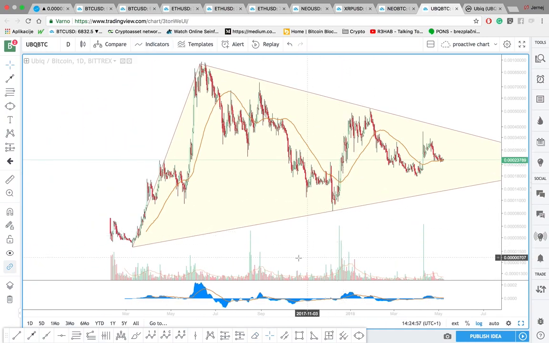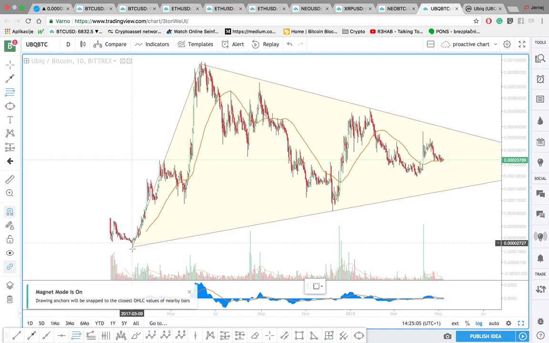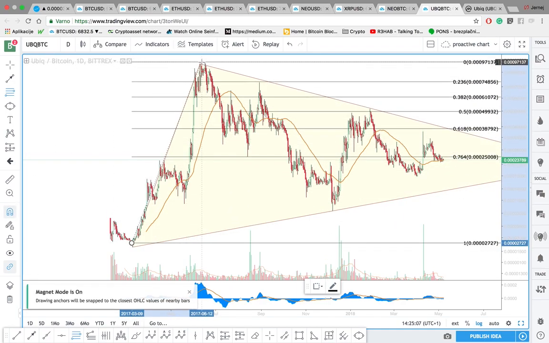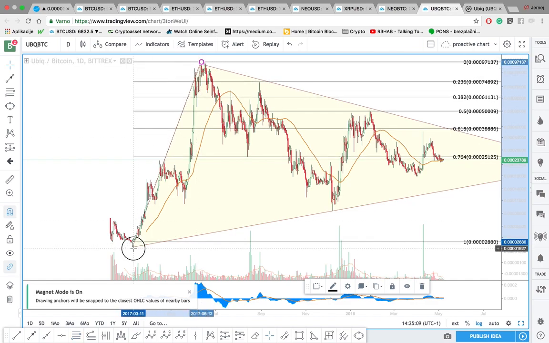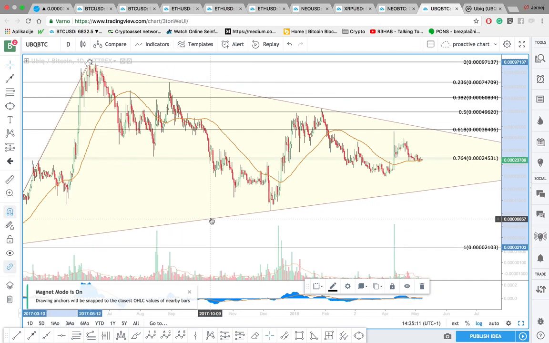And let's look at Fibonacci levels. Let's start at Fibonacci levels because it will give us an idea about support and resistance. So we just connect the top and the bottom, and we get these areas.